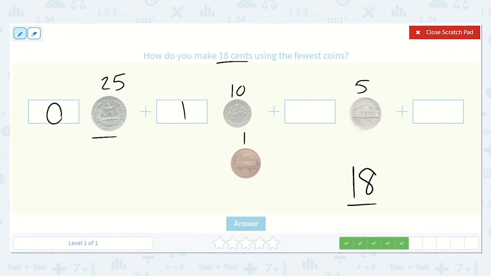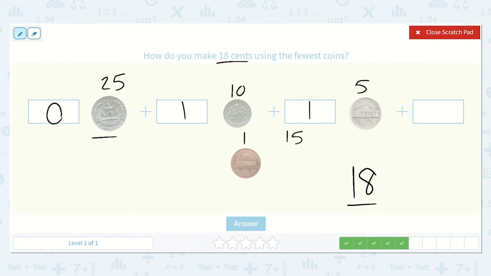So now, can we add a nickel? Can we add 5 to our 10? Yeah, because it would turn it into 15. So let's add 1 nickel. Great. So now we're at 15 cents. If we did another 5, we'd be at 20, and that would just be too much.